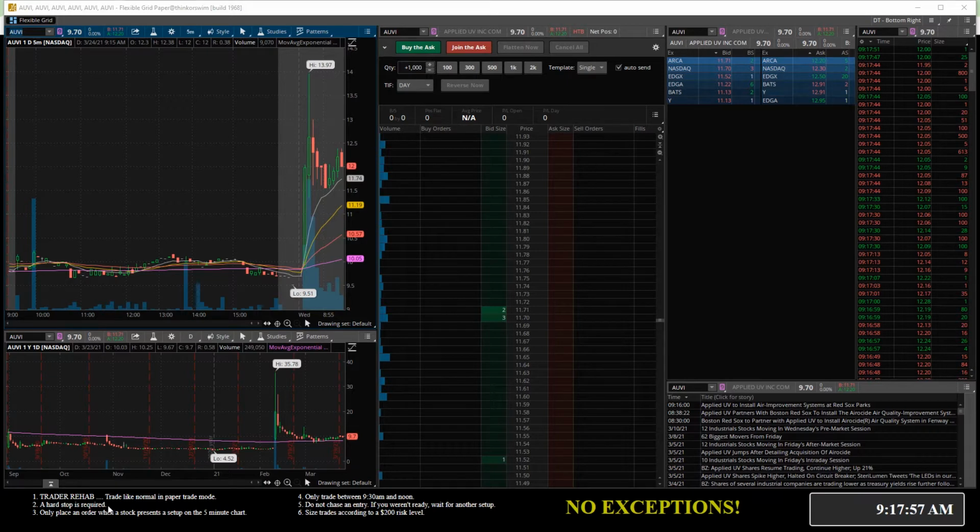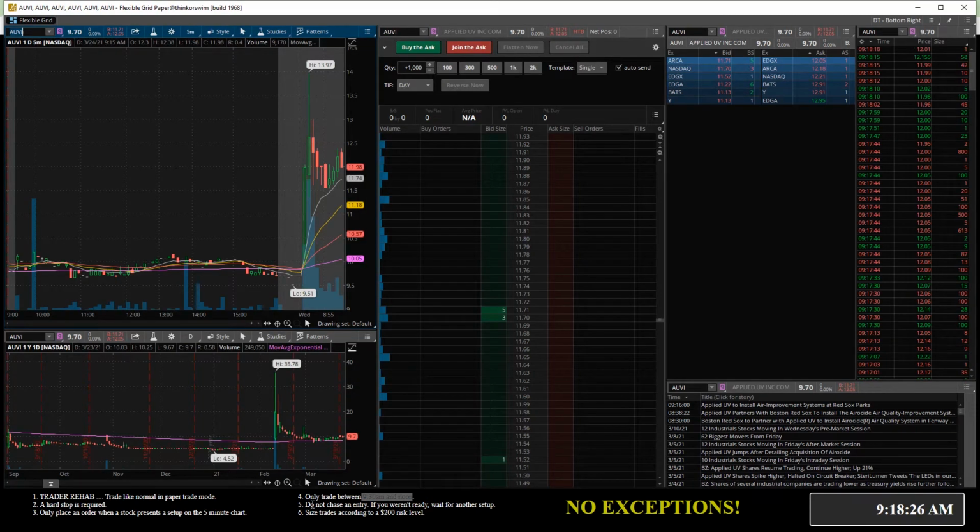So a hard stop is required. Only place an order when a stock presents a setup on the 5-minute chart. I'm looking for bull flags and bear flags, like this one right here. Actually, this is a nice bull flag pull back to the 9. I would have entered. Well, there was actually a small false pop right there, but this is pre-market. I don't trade pre-market. Number 4, only trade between 9:30 and noon. See, no pre-market.